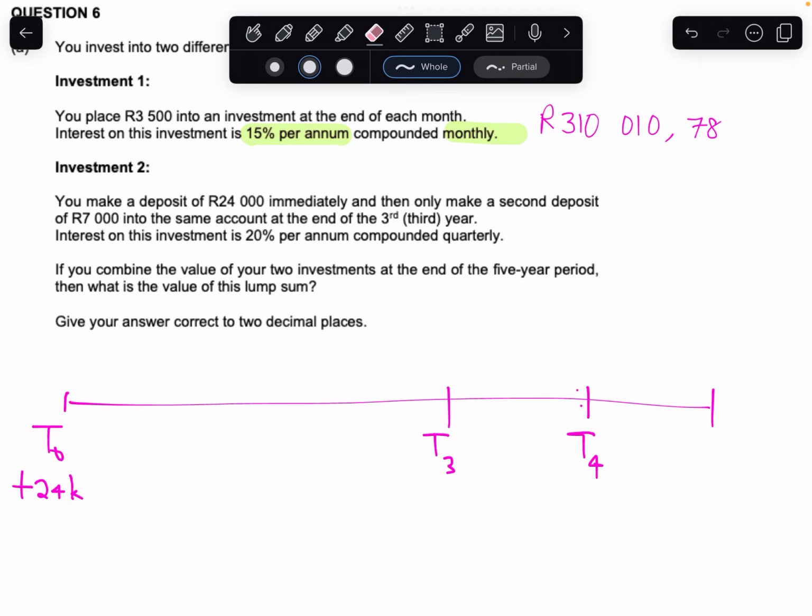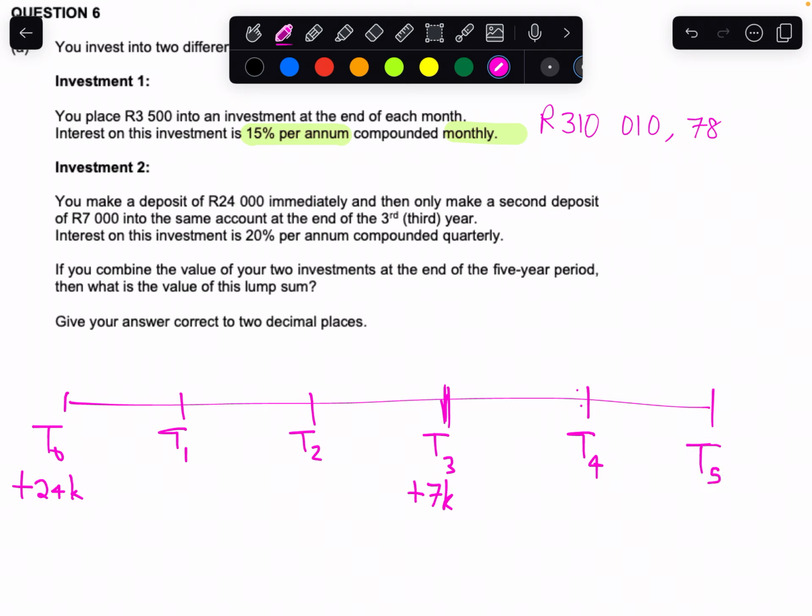Each of the T's indicate the end of, right? So T1 is the end of the first year, and T2 is the end of the second year. So T3 is also then the end of the third year, and that is where we add 7K. Now we're counting in years instead of in months. Anyway, so interest on this investment is 20% per annum. Compounded quarterly.